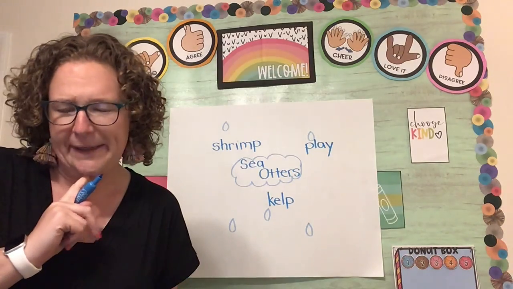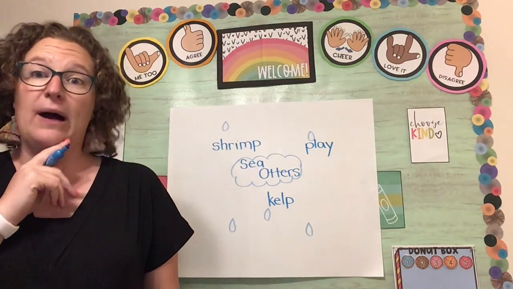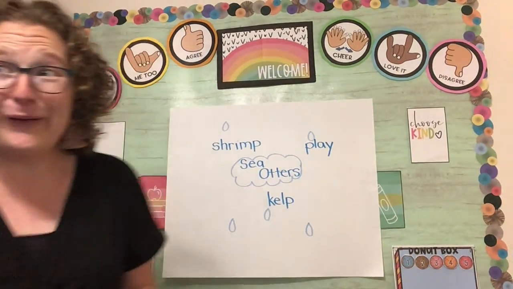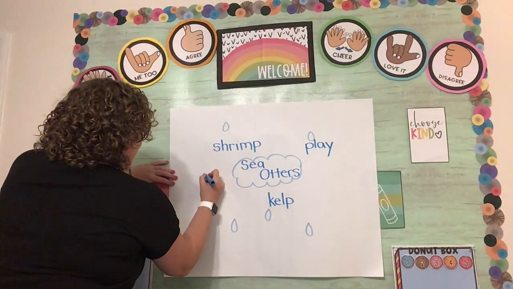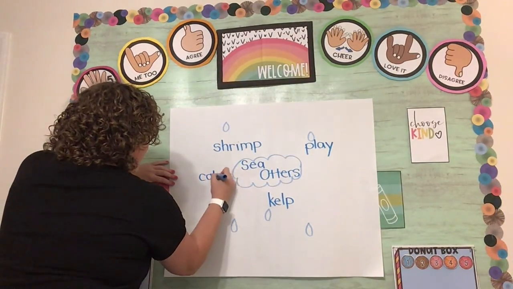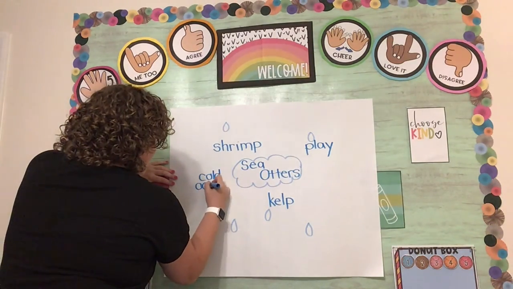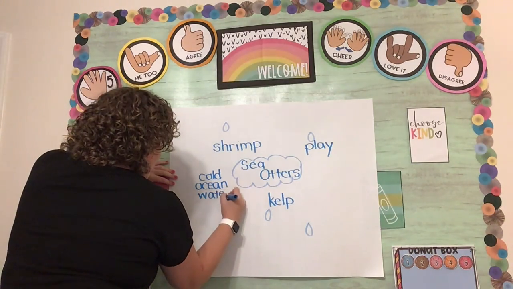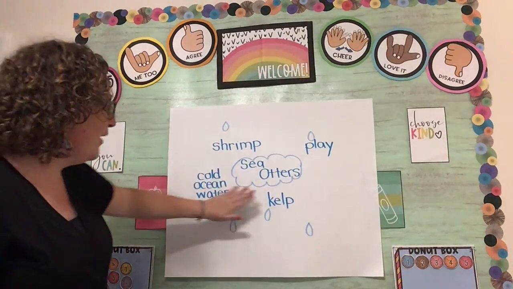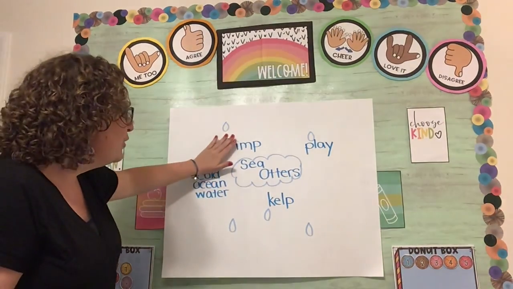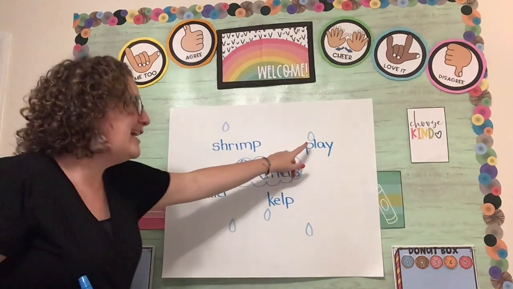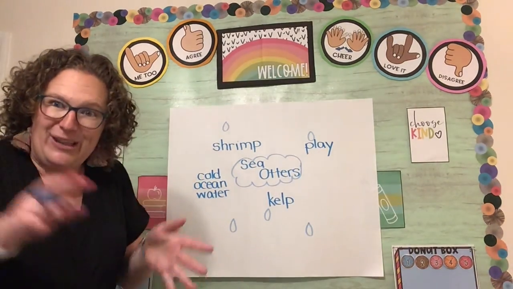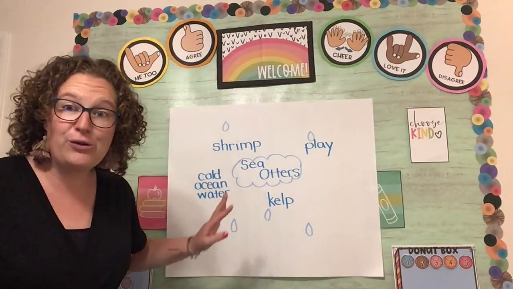Where do they like to swim? In water. What kind of water? Yes, the ocean water. And what do we know about the type of ocean water? Cold ocean water. So cold ocean water. Oh my goodness. So far we have sea otters as our main idea. Shrimp is something they like to eat. Great detail. They love to play. They will play in the kelp or wrap it around their babies so they don't float away. And they like cold ocean water.